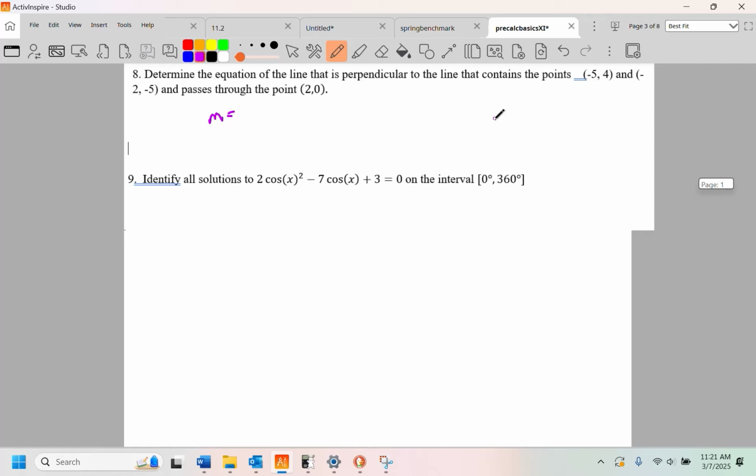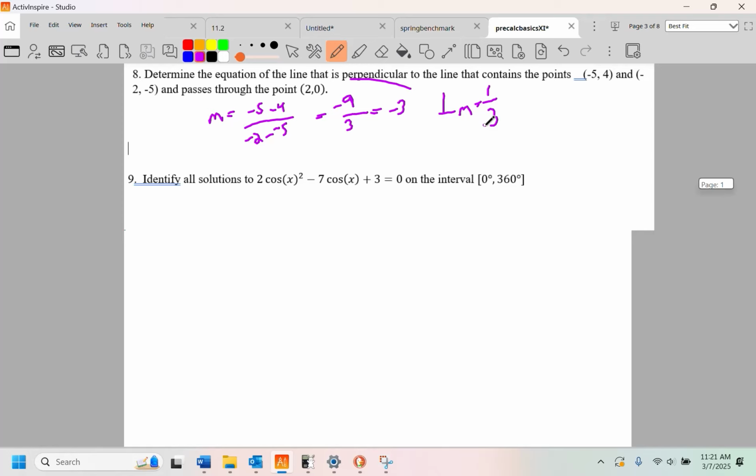Your slope is going to be y2 minus y1 over x2, which is negative 2, minus x1, which is negative 5. So negative 5 minus 4 is negative 9. Negative 2 minus negative 5 is 3, and we get negative 3. Now, we're talking about perpendicularity, so the perpendicular slope is 1/3. That question, the last one, was as simple as identifying the line with the right slope.